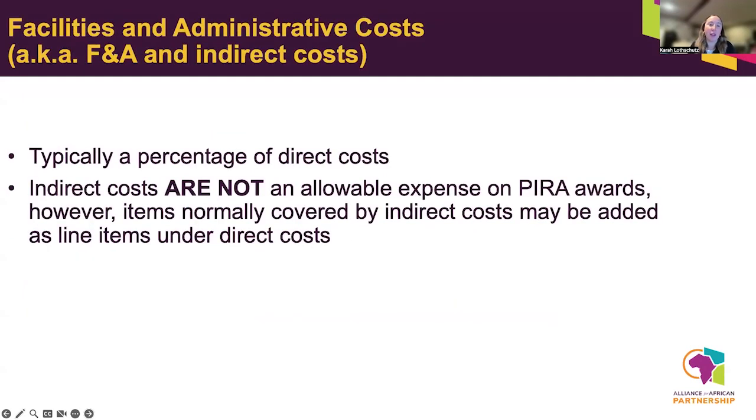Then we have F&A, which is facilities and administrative costs. These are typically a percentage of direct costs, but in this case, for the PIRA budgeting, indirect costs are not an allowable expense on the PIRA awards. However, items normally covered by indirect costs may be listed as a line item under direct costs itself.